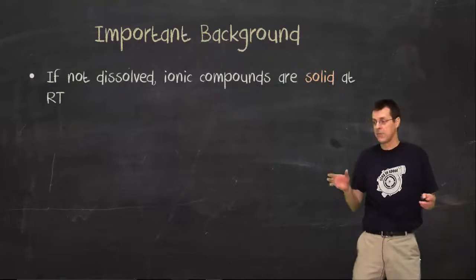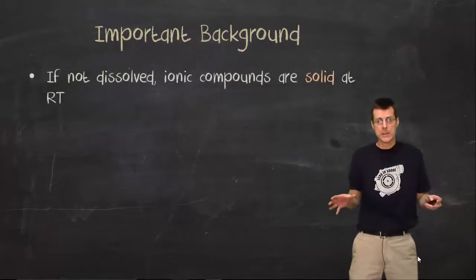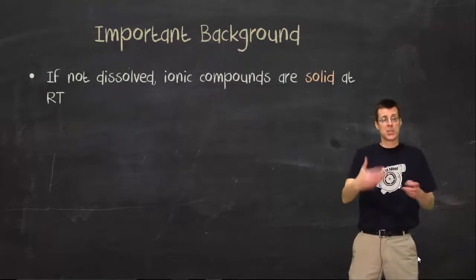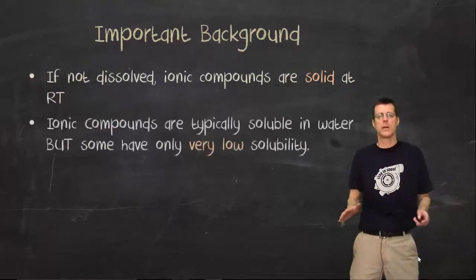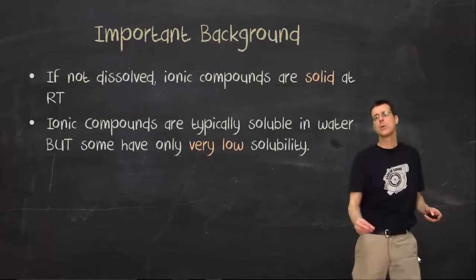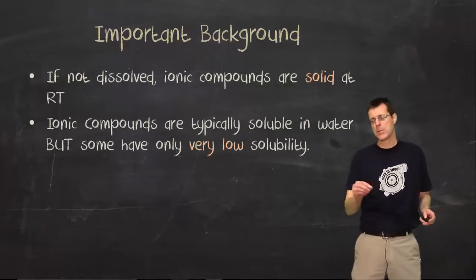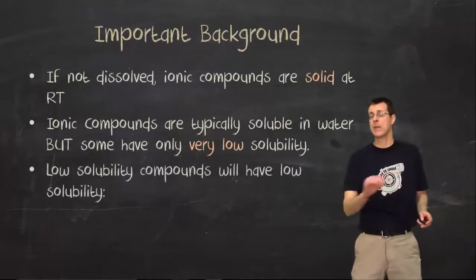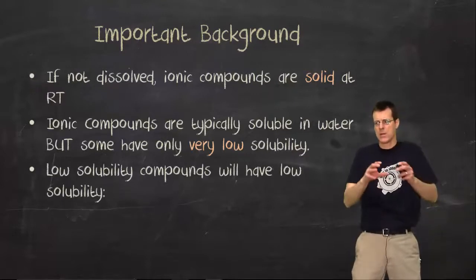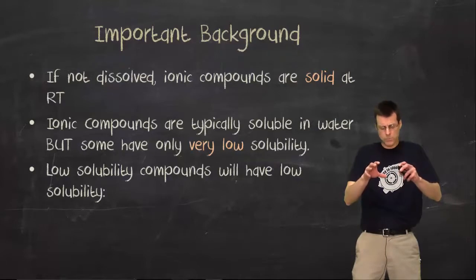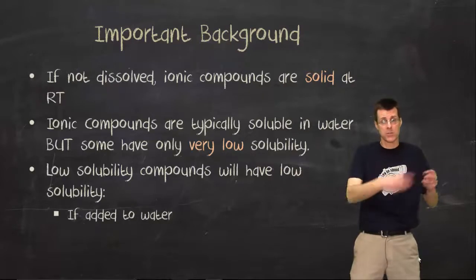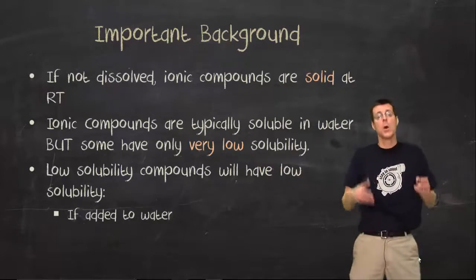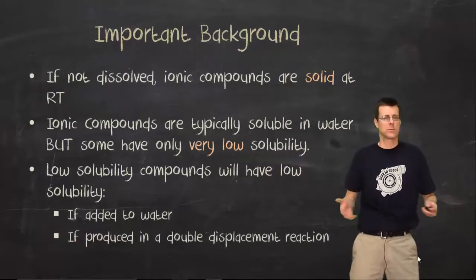Number one, if you have an ionic solid, an ionic compound that is a pure substance, it is going to be a solid at room temperature, and that's true for all ionic compounds. They are typically soluble in water, but some of them will have low solubility. And if they have low solubility, then they will typically have low solubility whether you've added them to water, so you take it off the shelf and add it to water and stir it up, or they are produced in some sort of reaction.